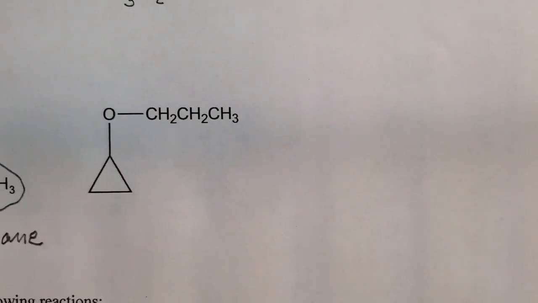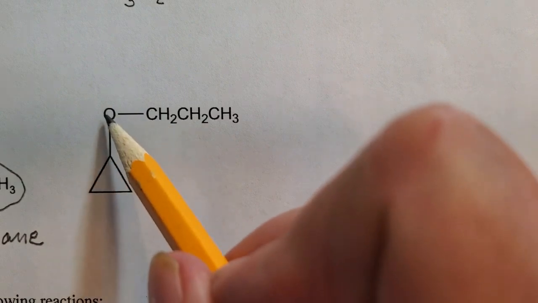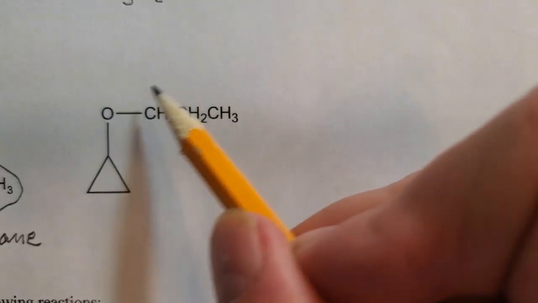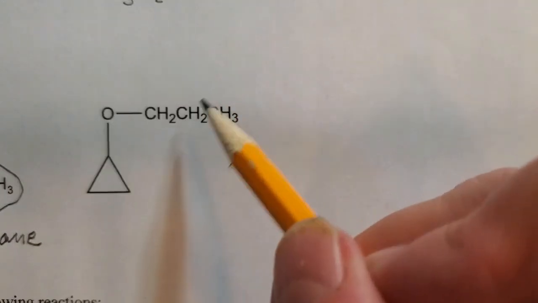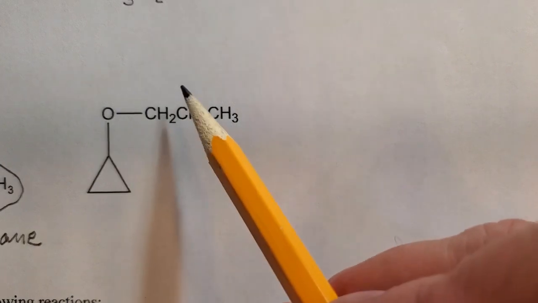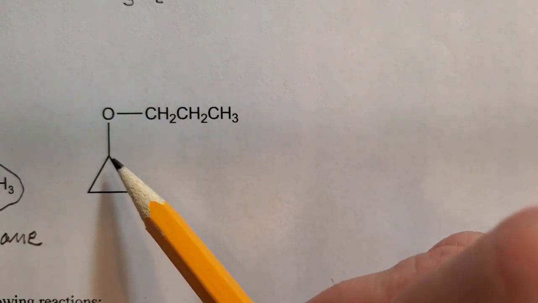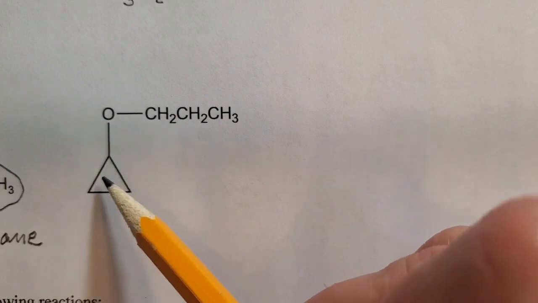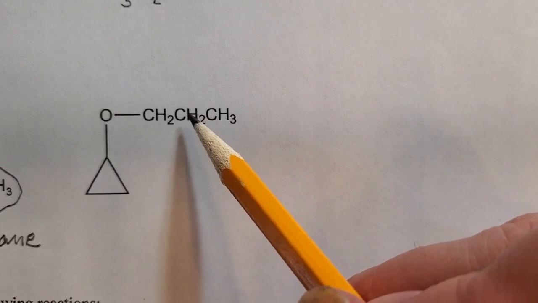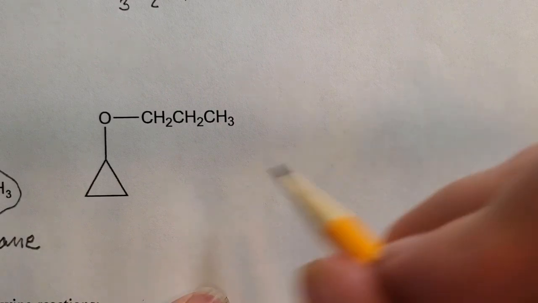Okay, let's do this last one. It's also an ether. Oxygen, carbon on one side, carbon on the other side. This is a cyclopropyl. This is a propyl. So this is propane. This is cyclopropane. How do I name it? Do I name it as propane or cyclopropane? Well, as it turns out, cyclo compounds have precedence over non-cyclic alkyl groups. So the parent name is going to be cyclopropane.